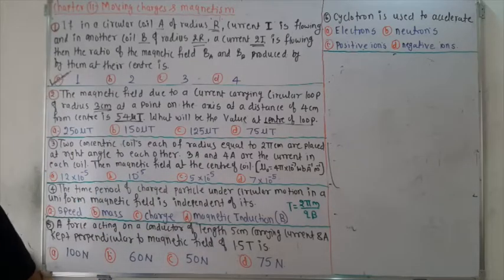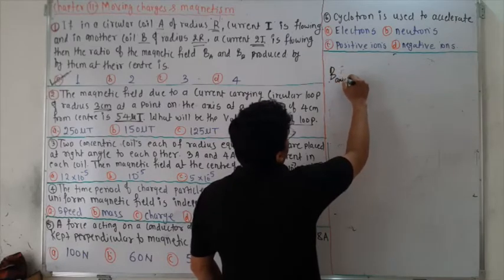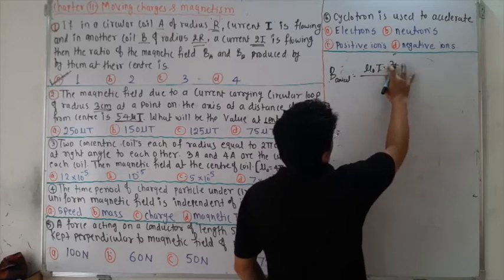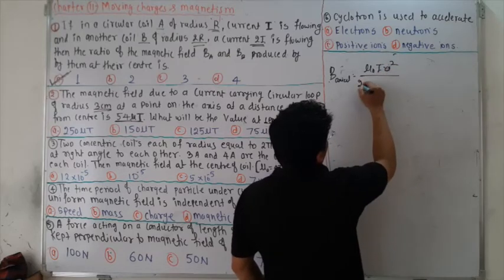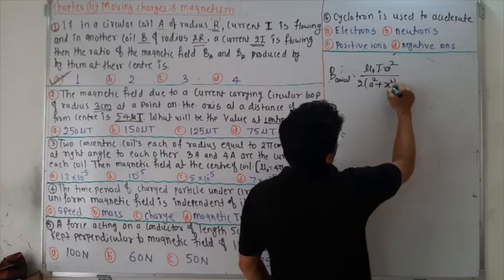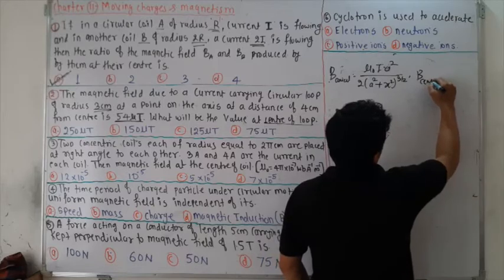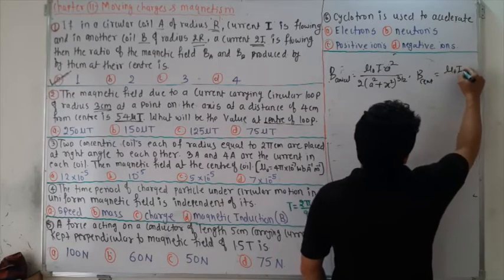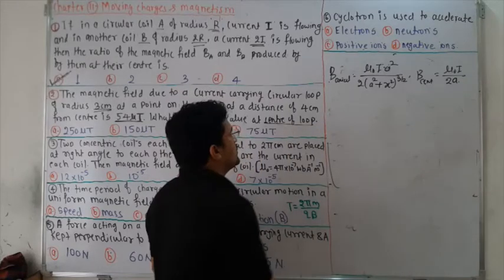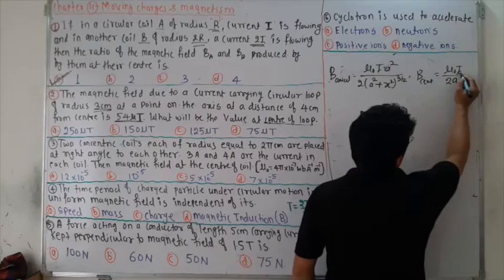Okay, so we know the equation. B axial is equal to mu naught times R square, or you can say A square, divided by 2 times (A square plus x square) raised to 3 by 2. And then B at the center is equal to mu naught times I divided by 2A. To calculate the center we need I, but we don't know the I.